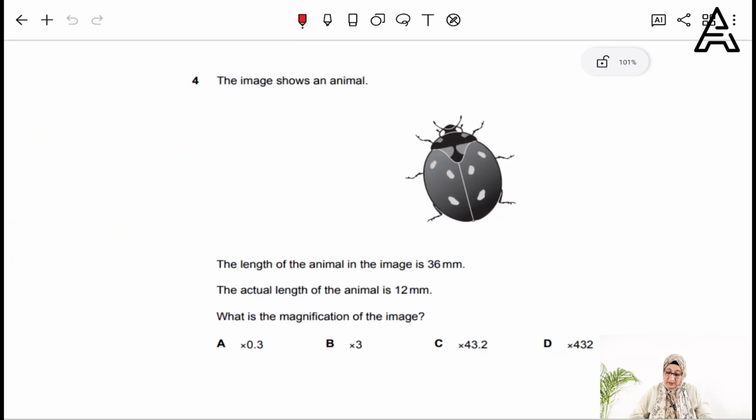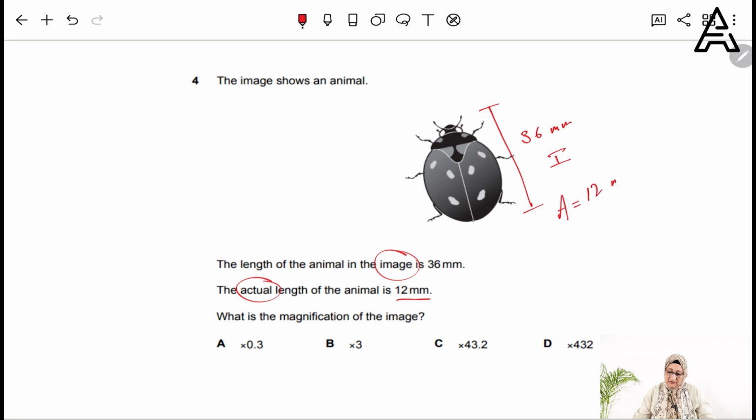The image shows an animal. The length of the animal in the image is 36 millimeters. Its length here is 36 millimeters, and this is the image. He says the actual is 12, so this is the actual, 12 millimeters. A equals 12 millimeters. You have the I, and you have the A, so get the magnification.